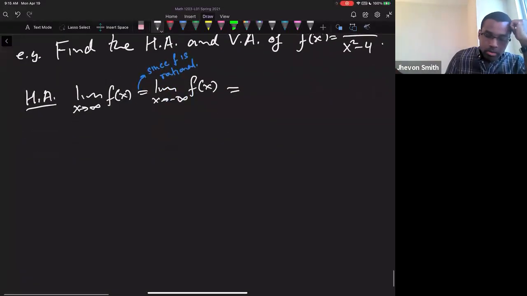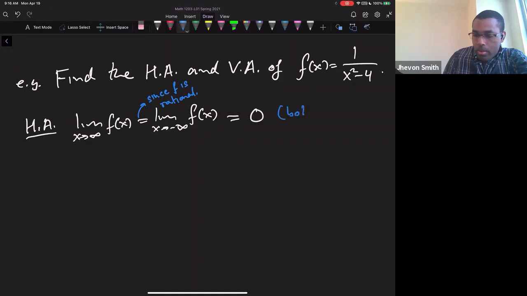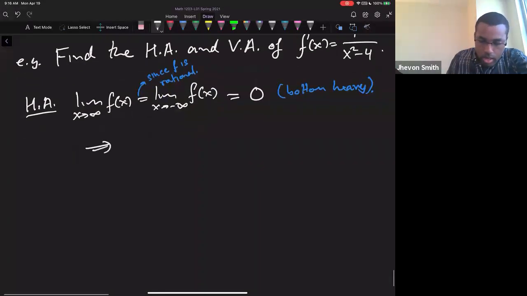Limit as x goes to plus or minus infinity, what would we get here? You guys need to review your limits. You get 0 because it's bottom heavy. Highest power is on the bottom. So this means that y equals 0 is an HA.